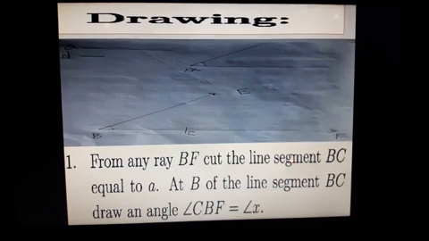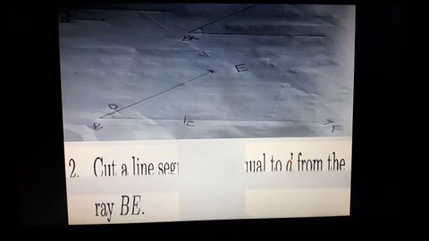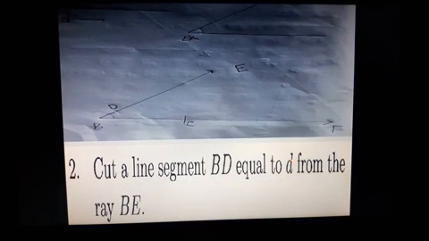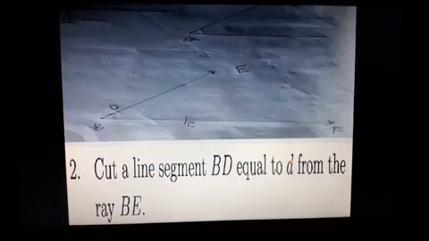Next, step 2. We cut BD equal to D from the ray BE. Cut the line segment BD equal to D from the ray BE. Now we will see how we can do it.